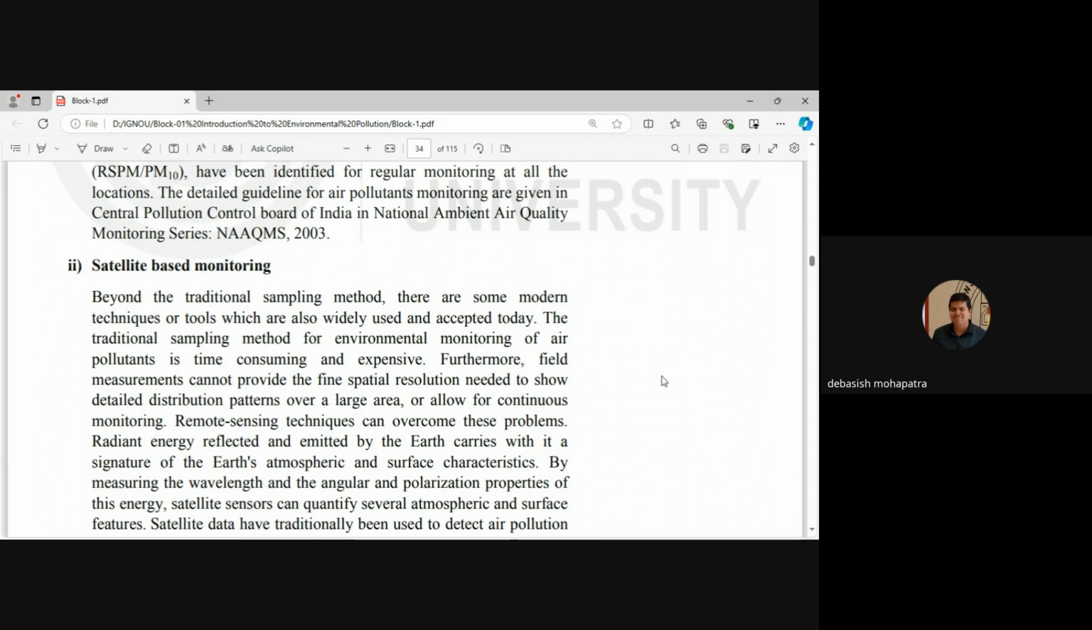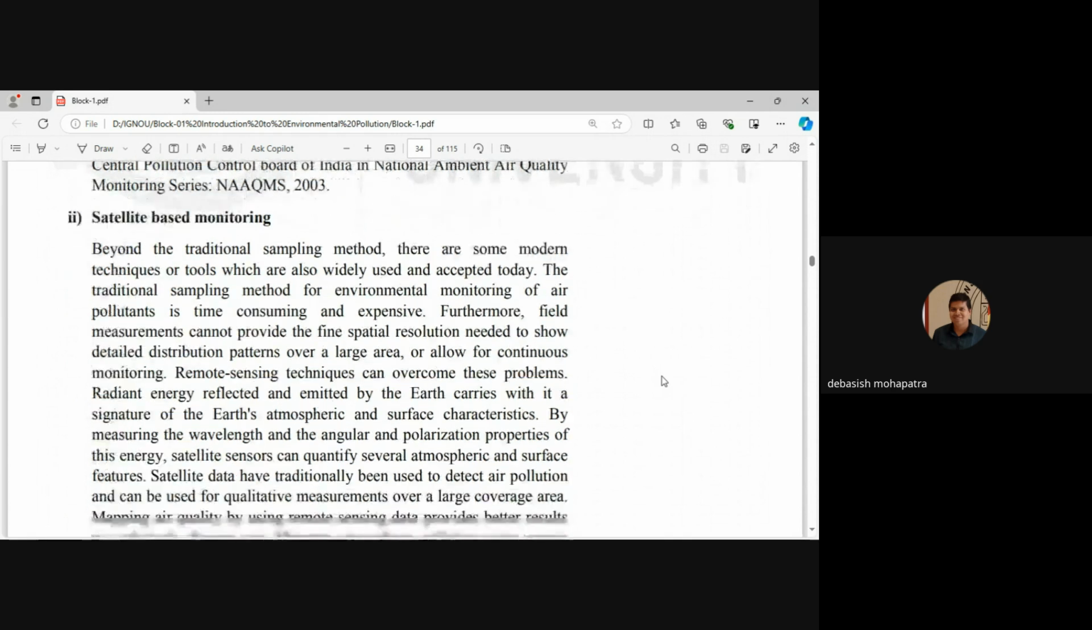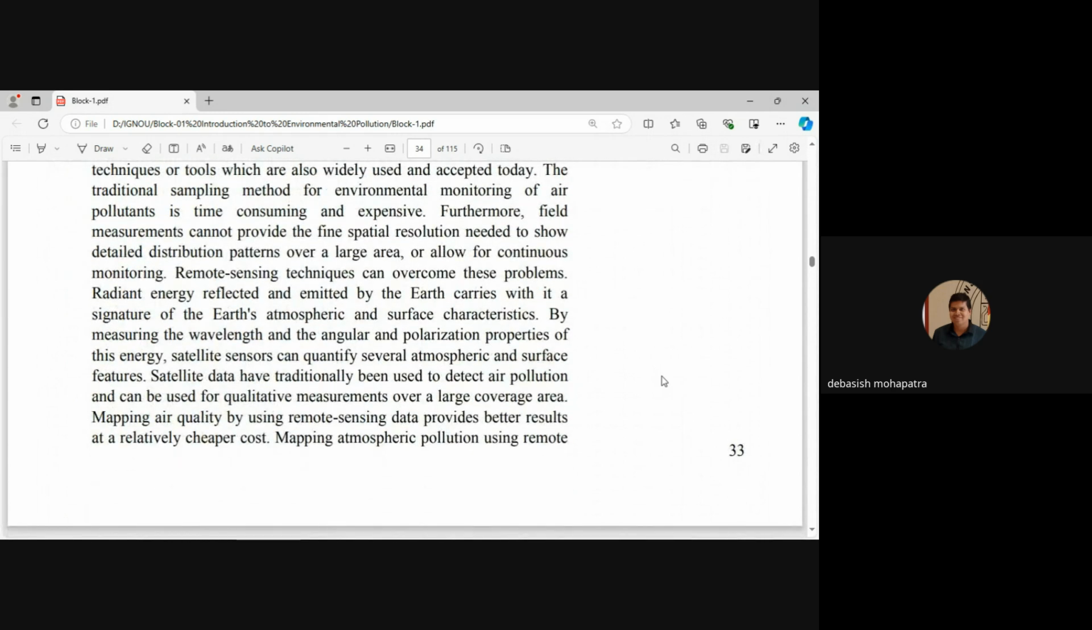Do you know why the sky looks blue? Anybody can answer why the sky looks blue? Nobody? Any answer? Why the sky looks blue to us, not of any other color?